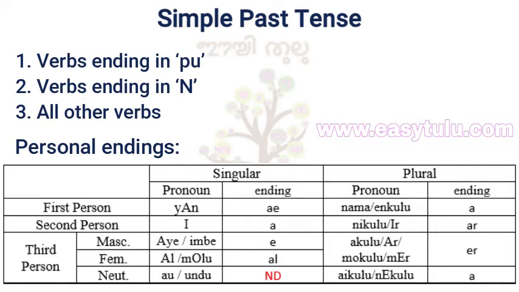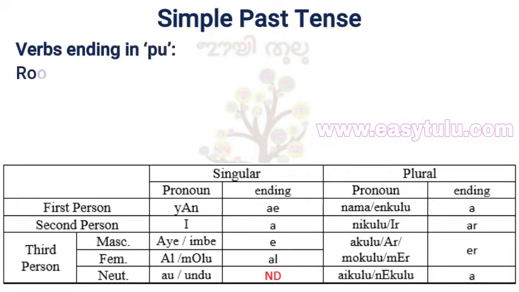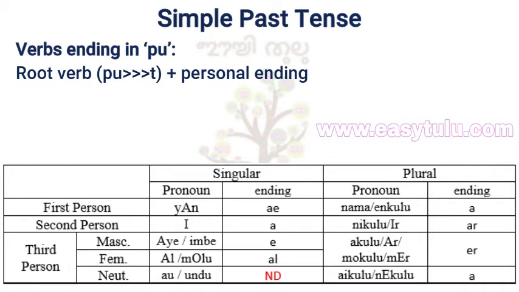Okay, as I said, there are three types of verb conjugations in simple past tense. One is verbs ending in pu, verbs ending in n, and all other verbs except verbs ending in pu and n. First, let us learn how to conjugate pu ending verbs. To conjugate verbs ending in pu in simple past tense, just replace pu with tu sound and then add personal ending. Okay, now let us conjugate the verb bulipu. Bulipu means cry.